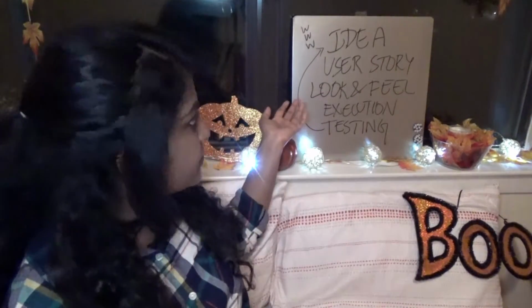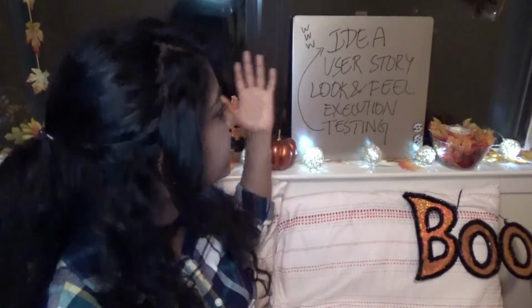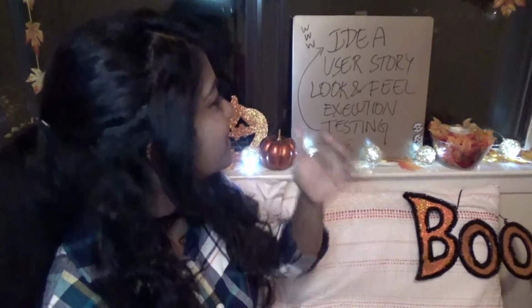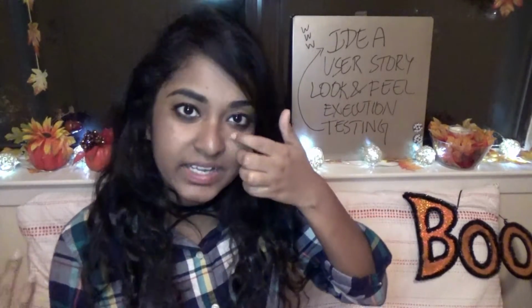You have 5 steps in any design process. It's idea, user story, look and feel, execution, and testing. Okay, I meant testing. So the first one is the idea, where you find out the 3 W's. That is who, what, and where. And once you establish what is it that you're trying to build, the second one is the user story. The user story is where you find out everything about the users.